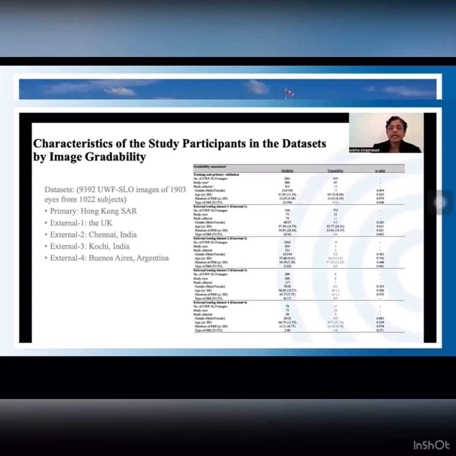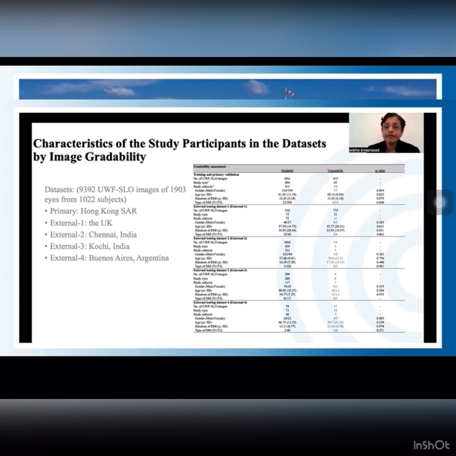You can see that there were 9,392 ultra-wide field images from 1,903 eyes from 1,022 subjects. Now, there were 5 centers involved in the study. The study was led by Carol Cheung and Fang Yao Tang from Chinese University of Hong Kong. And we had 4 other centers, one from UK, 2 from India, and another one from Buenos Aires in Argentina.